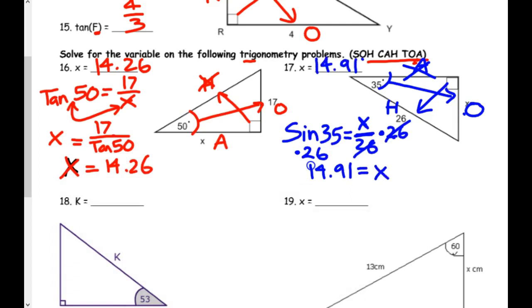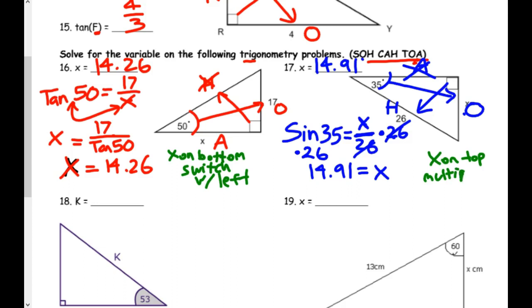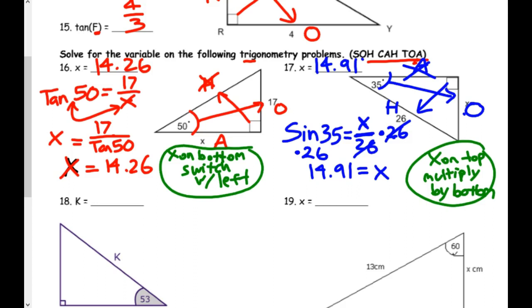Put that up here. So I want you to notice the two rules. If x is on bottom, switch with the left. X on top, multiply by the bottom. Okay, so these are two of my rules that you got to know.